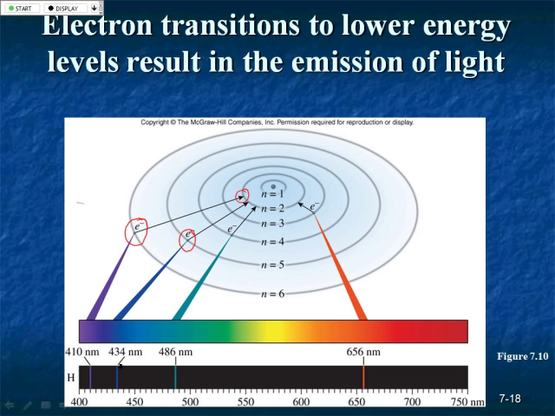Bohr said each of these circular pathways, as it moves away from the nucleus, we call n is equal to 1, n is equal to 2, and so on. In the modern model also, as we go up in energy, we get different levels, and each of those levels is also called n is equal to 1, n is equal to 2, and so on. As you can see, 1 is the lowest energy, 2 has higher energy, 3 has the next energy, 4 has the next, and so on.